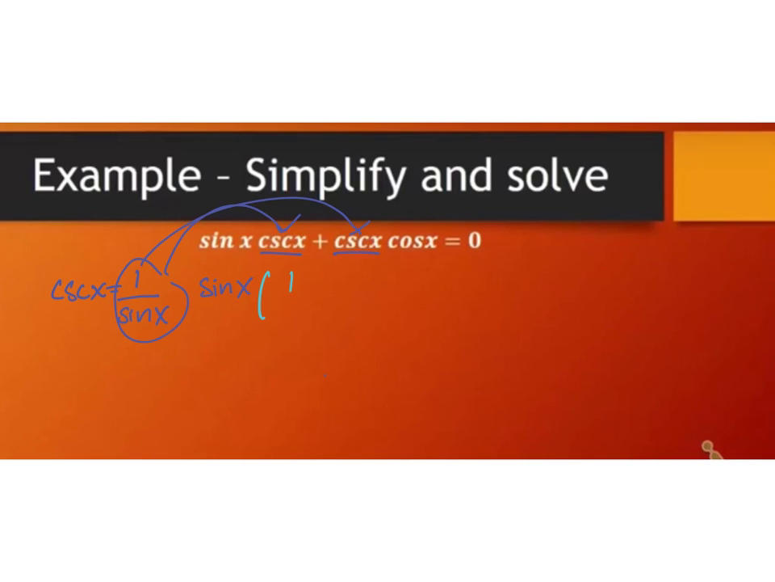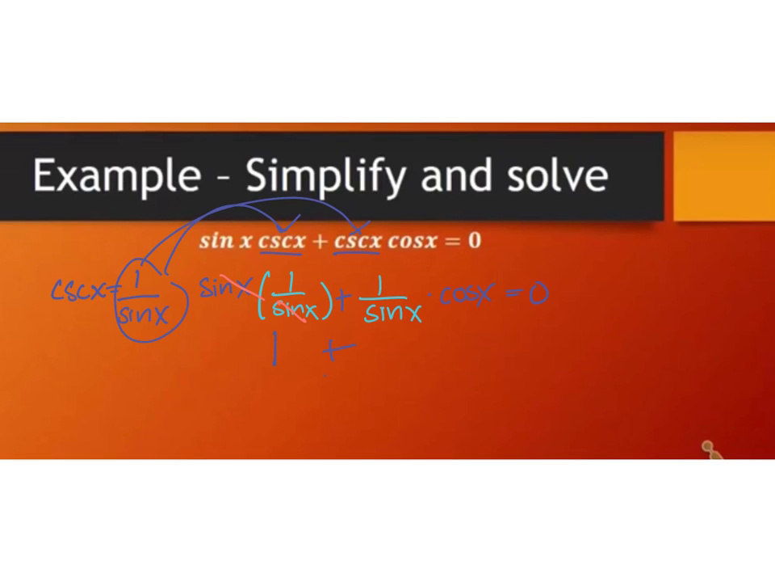times 1 over sine of x plus 1 over sine of x times cosine of x equals 0. If you look at this first one, we have sine x and sine x in the numerator and denominator, so those would cancel each other out, just leaving us with 1.